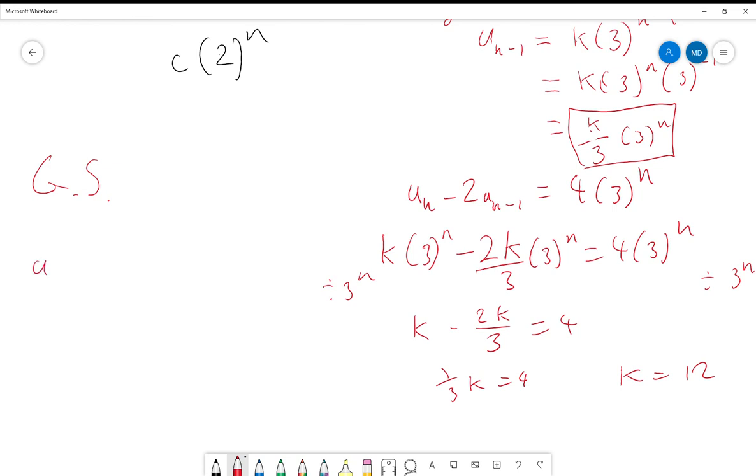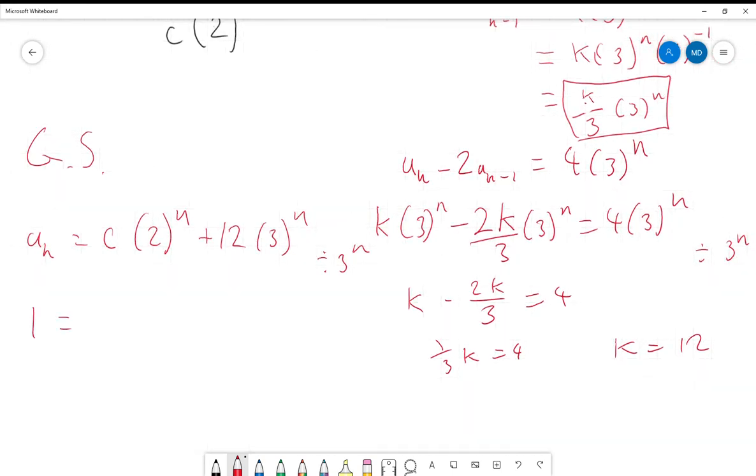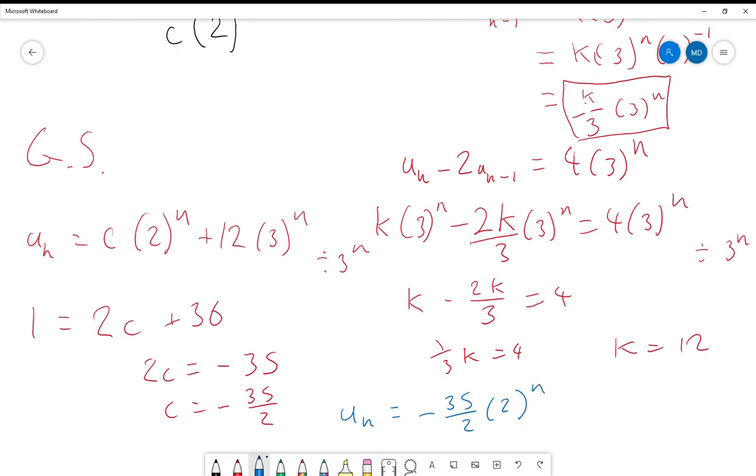So in this case, it's going to be un is equal to c lots of 2 to the n plus 12 lots of 3 to the power of n. And then we need to plug in our initial condition, which is u1 equals 1. So 1 is equal to c times by 2 to the power of 1, which is 2c, plus 12 times by 3 to the power of 1, which is 36. And we get that 2c is equal to negative 35, and c is equal to negative 35 over 2, which gives us our final solution of un is equal to negative 35 over 2 times by 2 to the n, plus 12 times by 3 to the n.